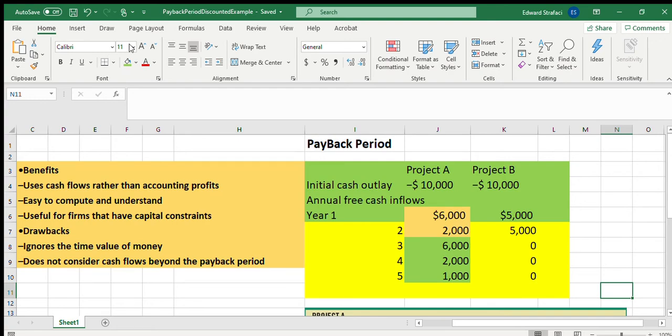In the last video, we looked at the payback period. I just wanted to do a brief video on a nuance, so to speak, of the payback period, which is the discounted payback period. The discounted payback period is basically the same as the payback period, except for one modification. We do account for discounted cash flows.